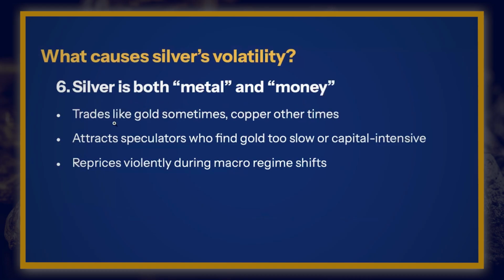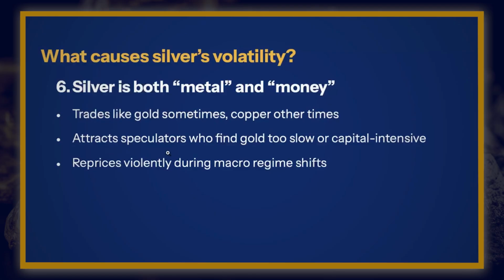Number 6, silver is both metal and money. Sometimes silver trades like gold and other times it trades like copper. So it has two different trading regimes. Anytime you have two different trading regimes, it doesn't really matter what specifically the two regimes are, but you're bouncing back and forth between them. That's volatility. Silver is a perfect example.